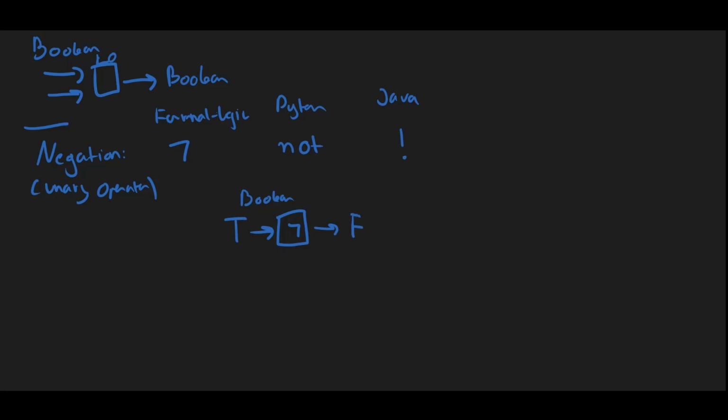So true becomes false, and false becomes true. This is how negation works. It should be pretty obvious to you. And of course, this abstraction is pretty useful, and I like it very much. And I'll use it when we talk about functions as well.